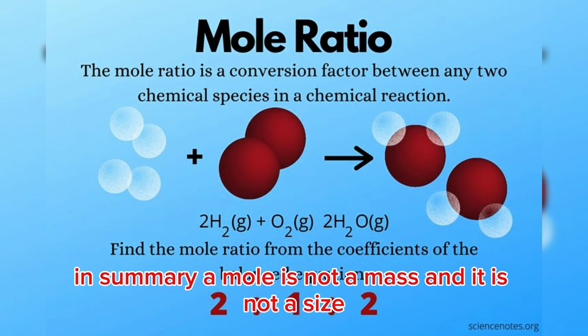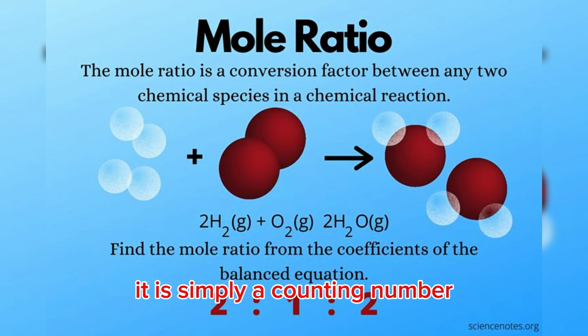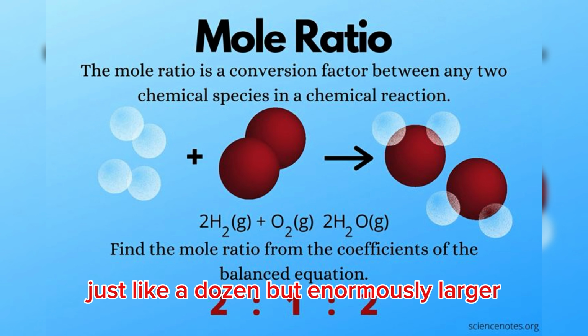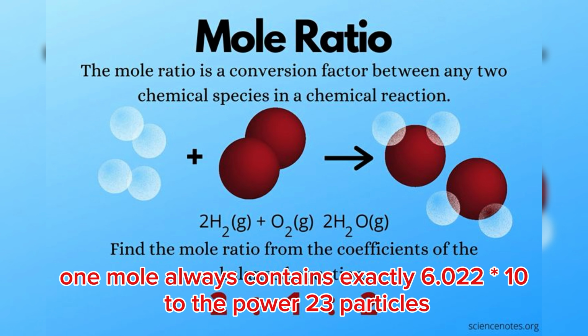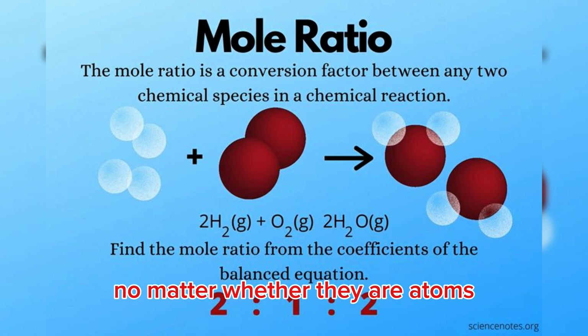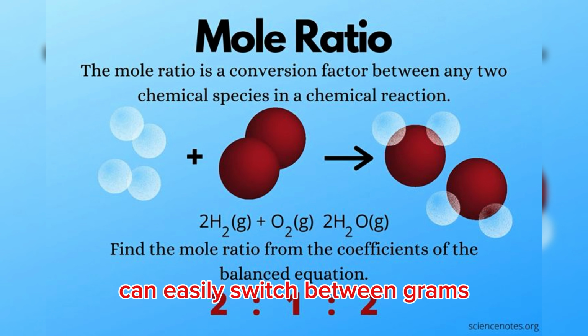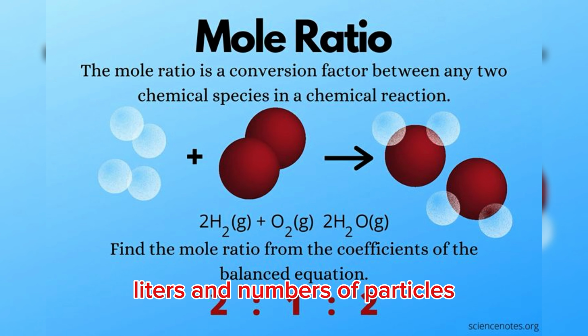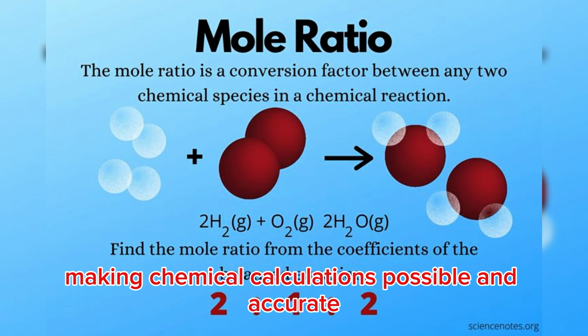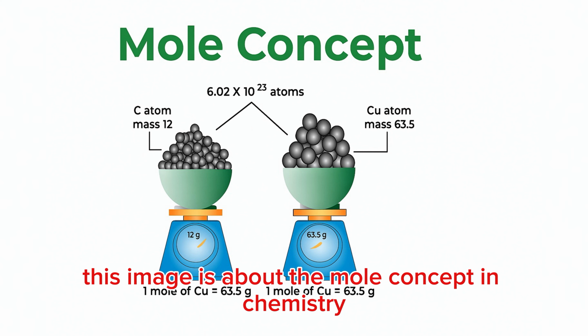In summary, a mole is not a mass, and it is not a size. It is simply a counting number, just like a dozen, but enormously larger. 1 mole always contains exactly 6.022 times 10 to the power 23 particles, no matter whether they are atoms, molecules, or ions. By using the mole, chemists can easily switch between grams, liters, and numbers of particles, making chemical calculations possible and accurate. This image is about the mole concept in chemistry.